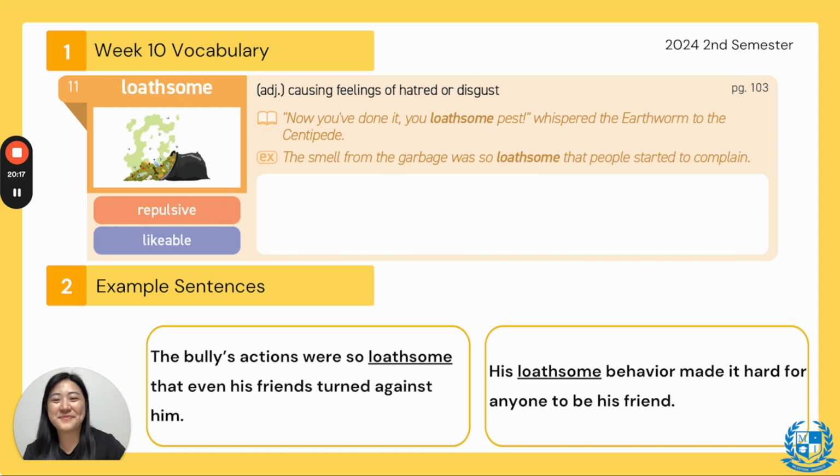Let's look down here. It says the bully's actions were loathsome, that even his friends turned against him. So maybe the bully did a really, really mean joke or a mean prank, but it was just too bad. It was loathsome. Next one, it says his loathsome behavior made it hard for anyone to be his friend. Meaning he was so mean and maybe a little bit rambunctious. So it was hard for him to have friends because he was not very well behaved.